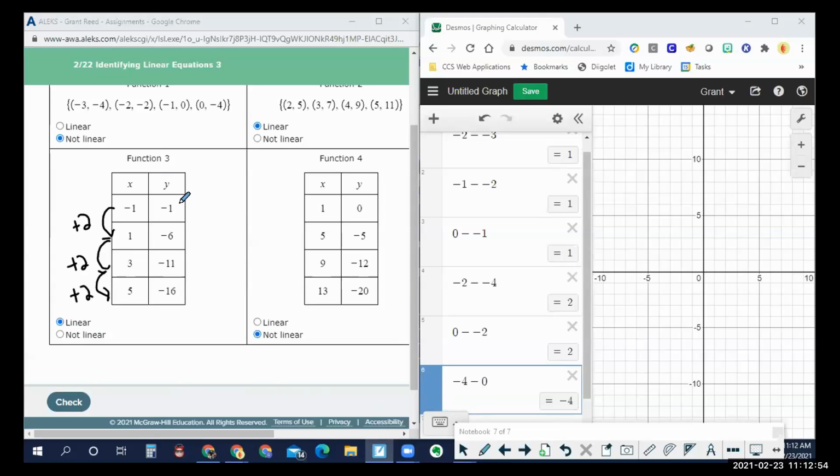Over here on the y values, going from -1, I'm actually going down to -6, and that would be a decrease of 5. Here I go down to -11, which is another decrease of 5. And here I go down to -16, which is another decrease of 5. So this one, all the x values increased by 2, all the y values decreased by 5, so it's definitely linear. Okay. Any questions there?